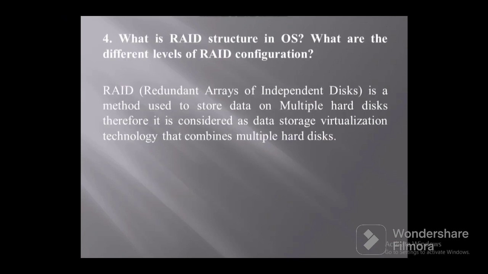So the fourth question is, what is RAID structure in OS and what are the different levels of RAID configuration? RAID means redundant array of independent disks. It is used to store data across multiple hard disks, meaning there is a collection of disks. It stores with parity or without parity, and all kinds of disks. Therefore it is also considered data storage virtualization, since it stores data in a virtualized way.